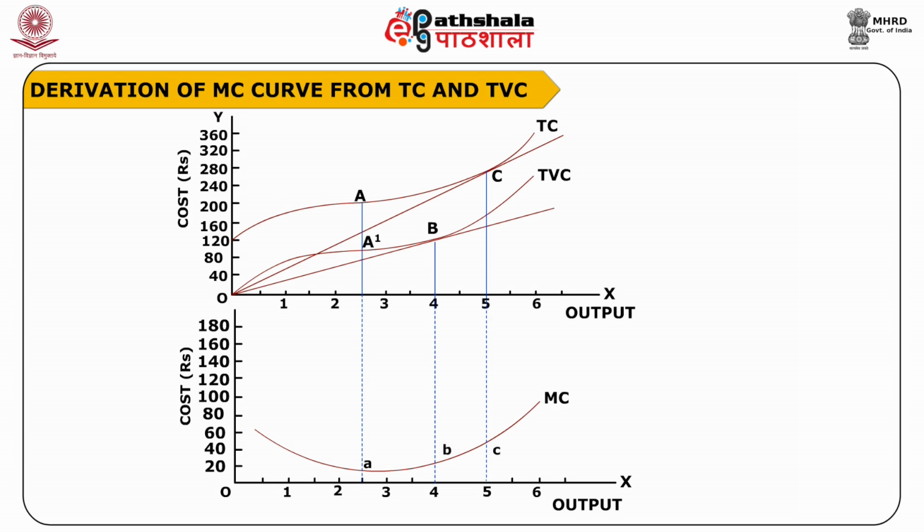Now what we can see is that the MC falls up to 2.5 units of output, which equals point A on the MC curve, and then rises. The MC is given by the slope of the TVC curve at point B, which is represented by B on the MC curve. At 5 units of output, MC is equal to the slope of the TC curve at point C. Thus, point B refers to the lowest point at AVC and point C refers to the lowest point of ATC.